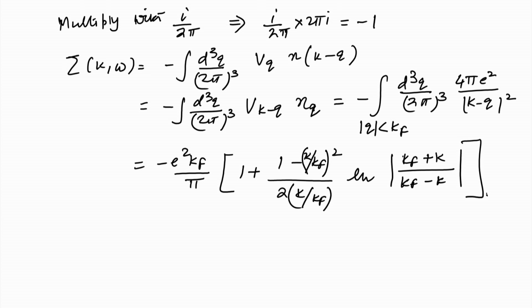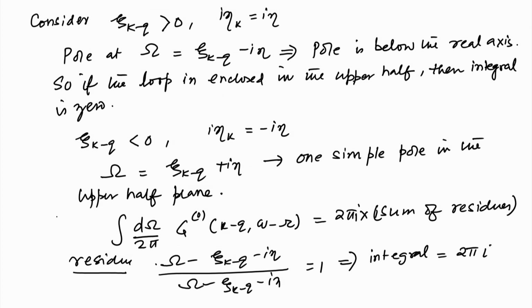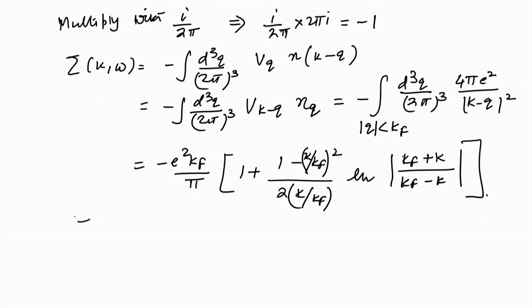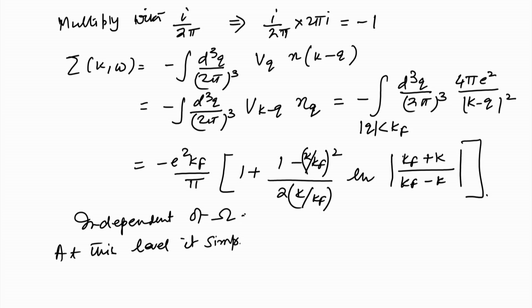And so, at this level, it is independent of omega. Omega means I should write it with the capital omega. So, at this level it simply renormalizes the bandwidth.